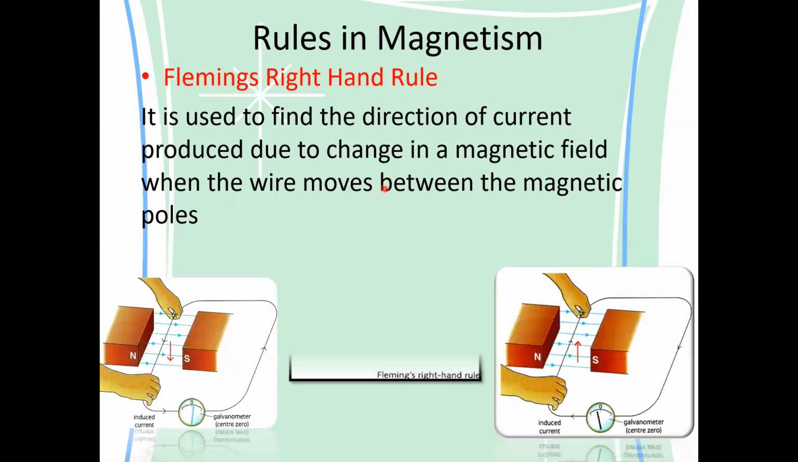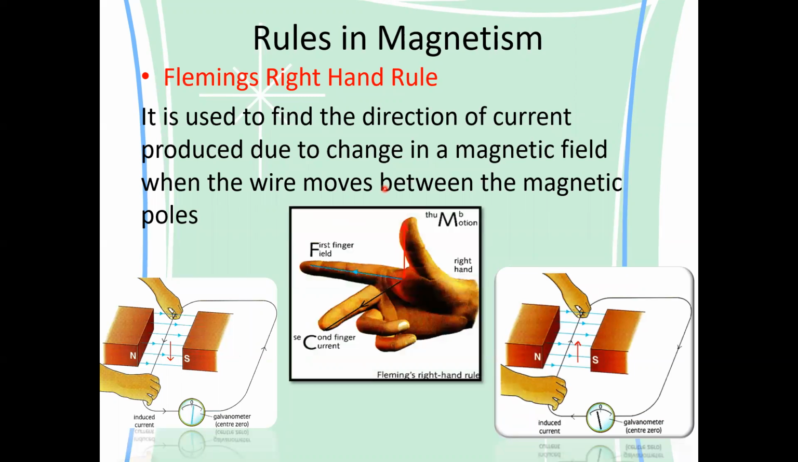The second rule is Fleming's right hand rule. Fleming's right hand rule is used to find the direction of the induced current, or a current produced due to change in a magnetic field. Like by moving the wire in a magnetic field, there will be a change in the magnetic field, and how we can identify the direction of the current produced due to the change in magnetic field? We'll use Fleming's right hand rule. Fleming's right hand rule we'll use in an AC generator.